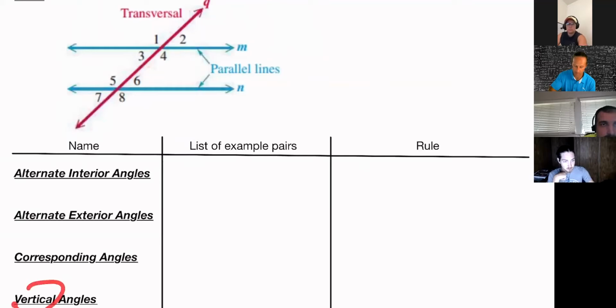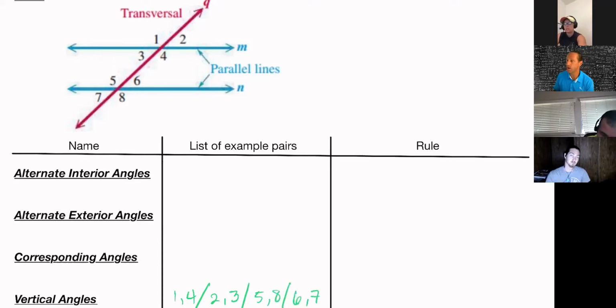And you can see a couple of pairs of vertical angles. Can anybody give me some? 1 and 4. Careful, 1 and 4 would be vertical, right? And I'm just going to go in order. 2 and 3. Good. And then the other line in the transversal. 5 and 8. Good. And 6 and 7. And what do we say is true about all those pairs? They're congruent. Same size.